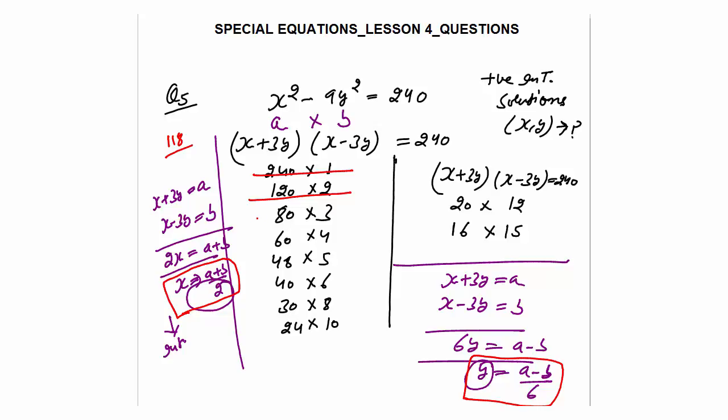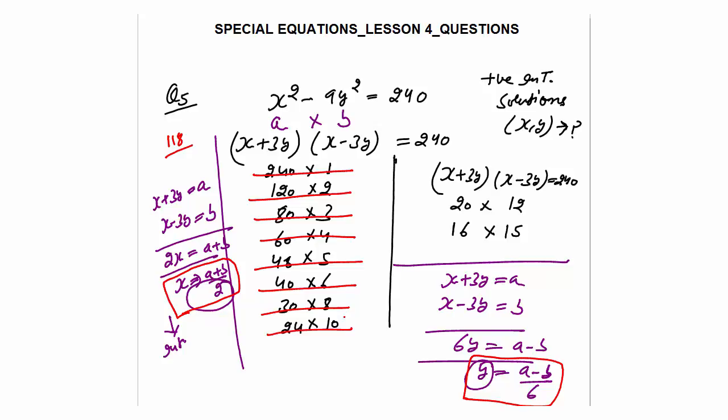80 and 3: you add, not divisible by 2, not valid. 60 and 4: if you add, 64, this is divisible by 2. But if you take the difference, 60 minus 4, 56, this is not divisible by 6. So this is not a valid solution. 48 and 5, not valid. 40 and 6, again the difference is not a multiple of 6. 30 and 8, not valid. 24 and 10, again not valid. No valid solution exists for this.